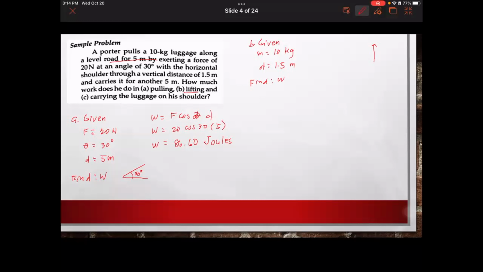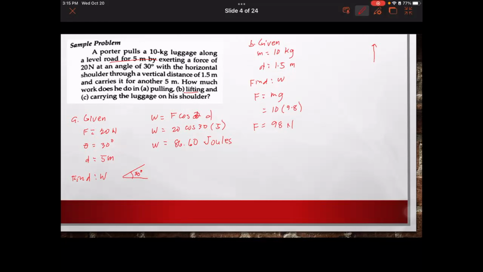But before finding for the work, kasi meron tayong given dito is mass and the distance, wala tayong force. Now, to find for the force, gamit tayo ng mg or mass times the gravity. Then, for the mass, magkakaroon tayo dito ng 10 times 9.8. Bakit siya 9.8? Kasi this is the gravity. So, therefore, yung force natin, that's 10 times 9.8, this will be 98 Newton.